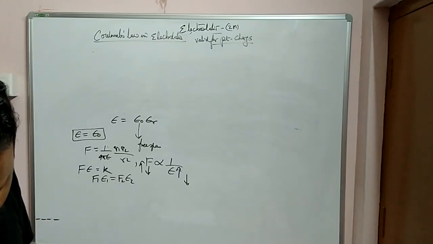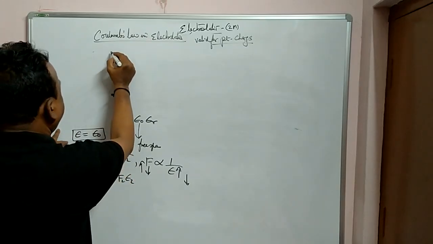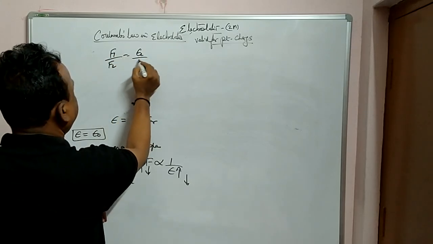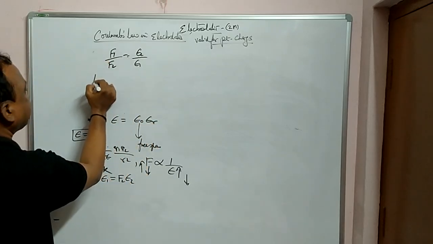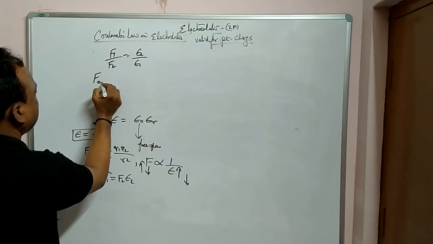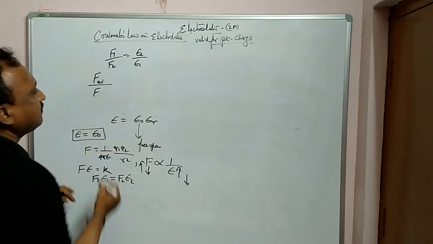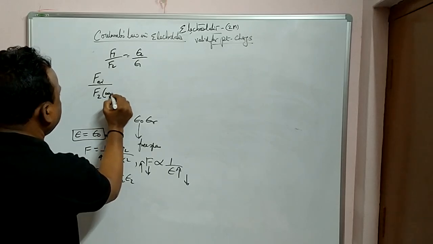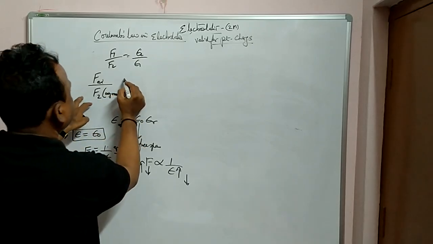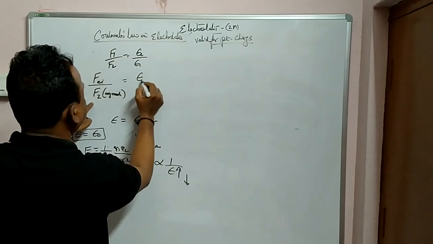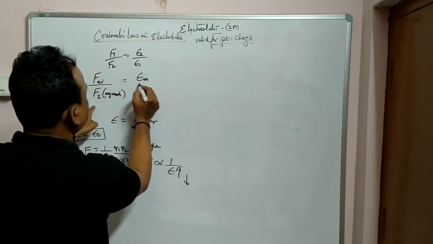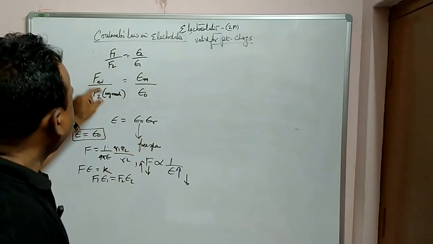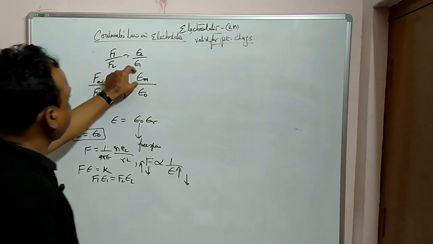So here, what happened? Now you see the values. F1 by F2 is equal to epsilon 2 by epsilon 1. So what is F1? For example, let's take F1 as air, by F2 in any other medium. F2 in any medium is equal to epsilon of the medium, since it is inversely proportional, by epsilon of air. So from this, what did you understand? F air by F medium is equal to epsilon medium by epsilon air.